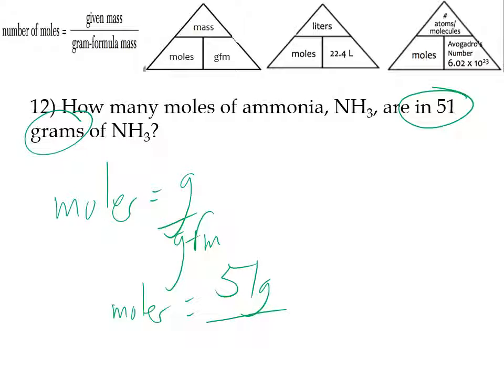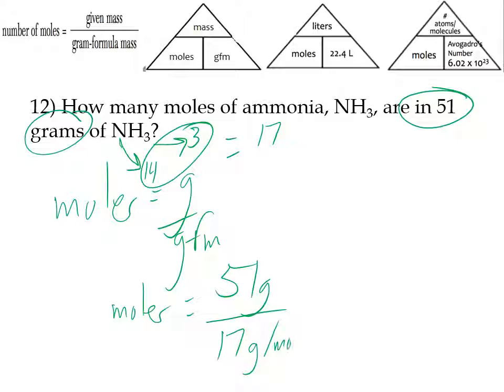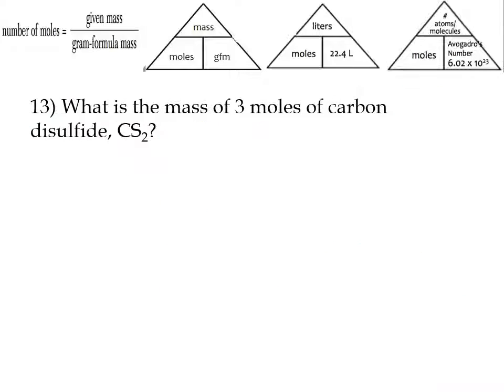I need to look up how much NH3 weighs. Each of these nitrogens is 14. Each of the hydrogens is 1, so altogether it's 3. 14 and 3 equals 17 as your gram formula mass. So I'm going to write right there, 17 grams per mole of NH3. 51 divided by 17 is going to give me 3 moles. So each mole of NH3 weighs 17 grams. If I actually have 51 grams, it means I have more than 1 mole. How many more? It's 3 moles total.